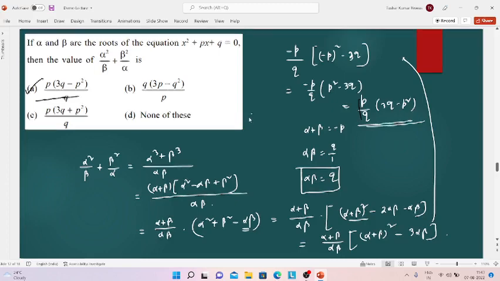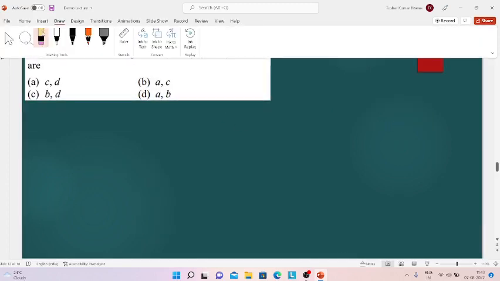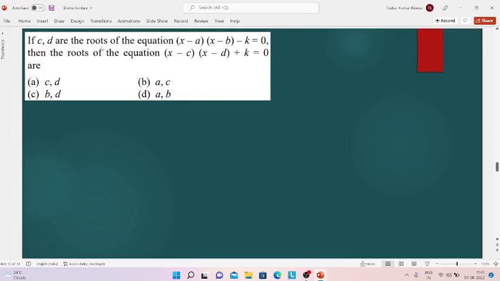Okay, so let's move to the next question, which is: if c and d are the roots of the equation, then what are the roots of the following equation? First of all, the equation given to us is x minus a into x minus b minus k equals 0. Since it does not look like the general form of a quadratic equation, we have to multiply these things and put this equation in the good looking form of a quadratic equation.